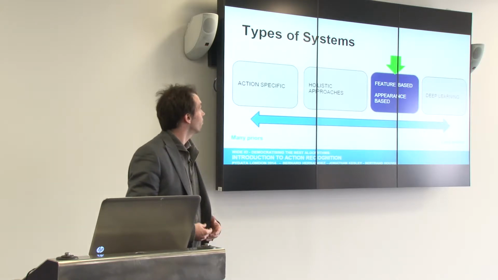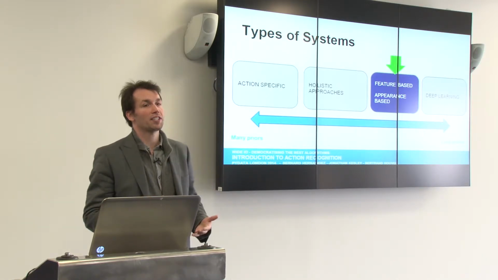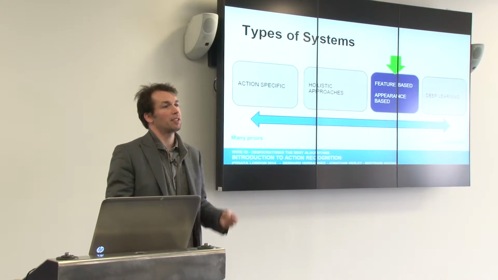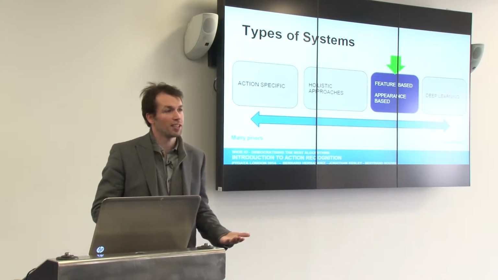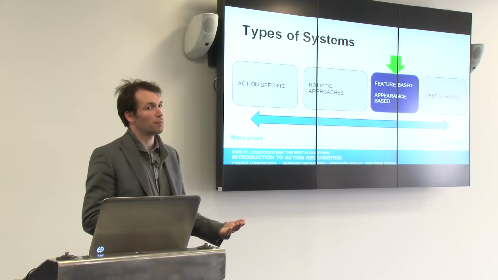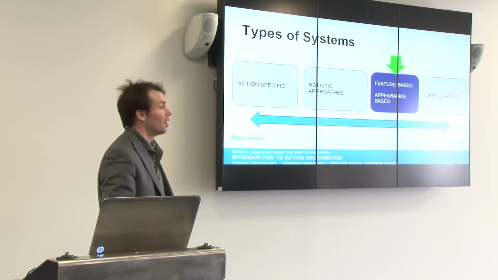There are systems that recognize one type of action, like the one we've implemented, and because it's one type of action, you can actually include lots of priors in the algorithm if you want to boost the performance a little bit, if you're able to do so.